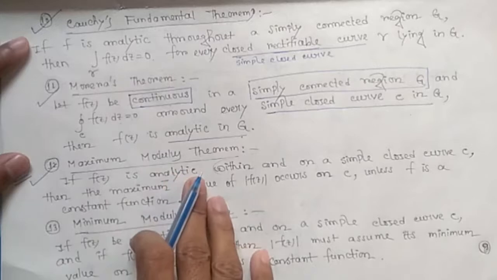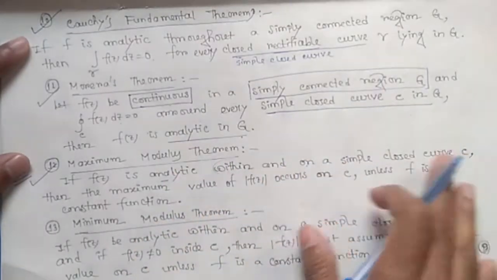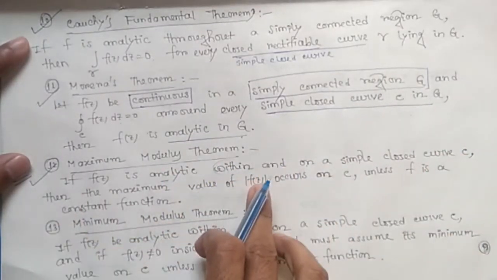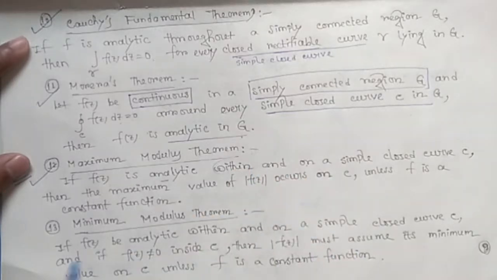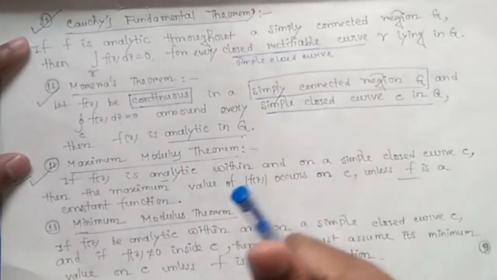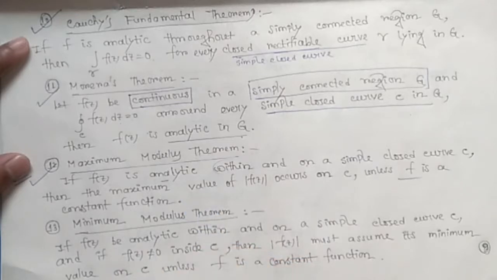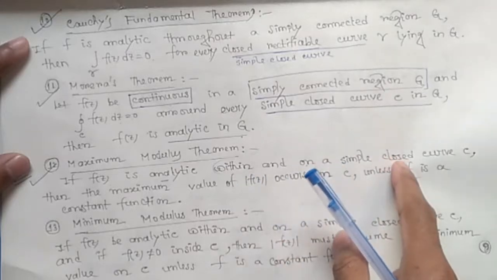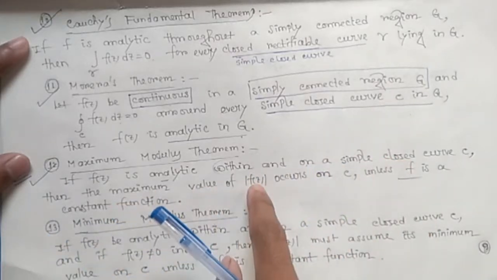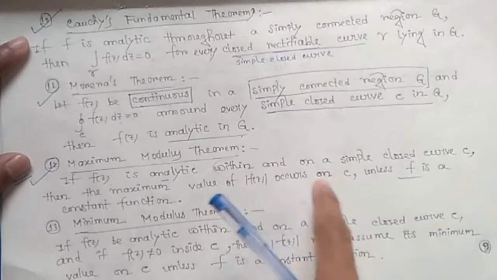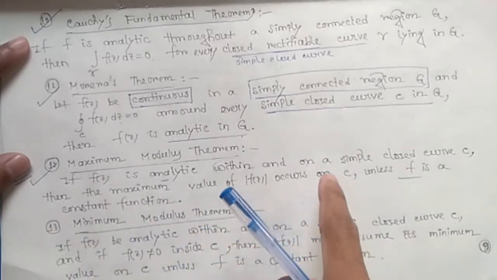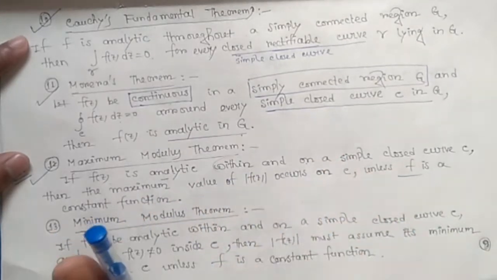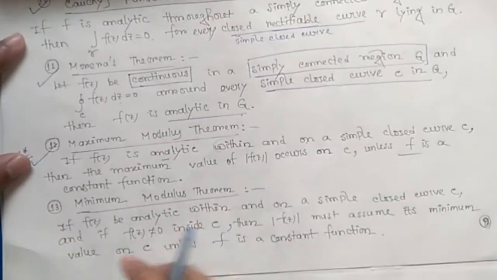Suppose f is analytic within and on a simple closed curve C, but the maximum value of mod f(z) occurs within C, then we can say that f is constant. If the maximum value of mod f(z) does not occur on C, then we say that f is a constant function. Okay, no problem.